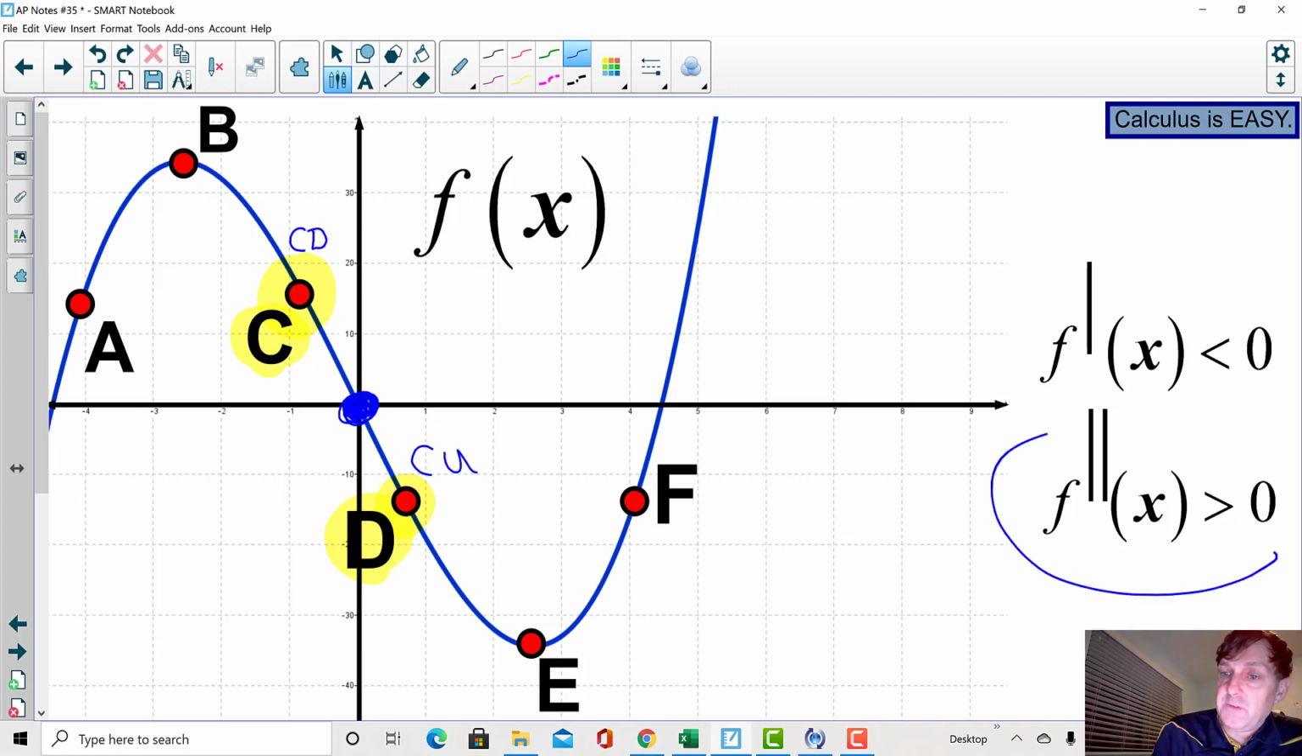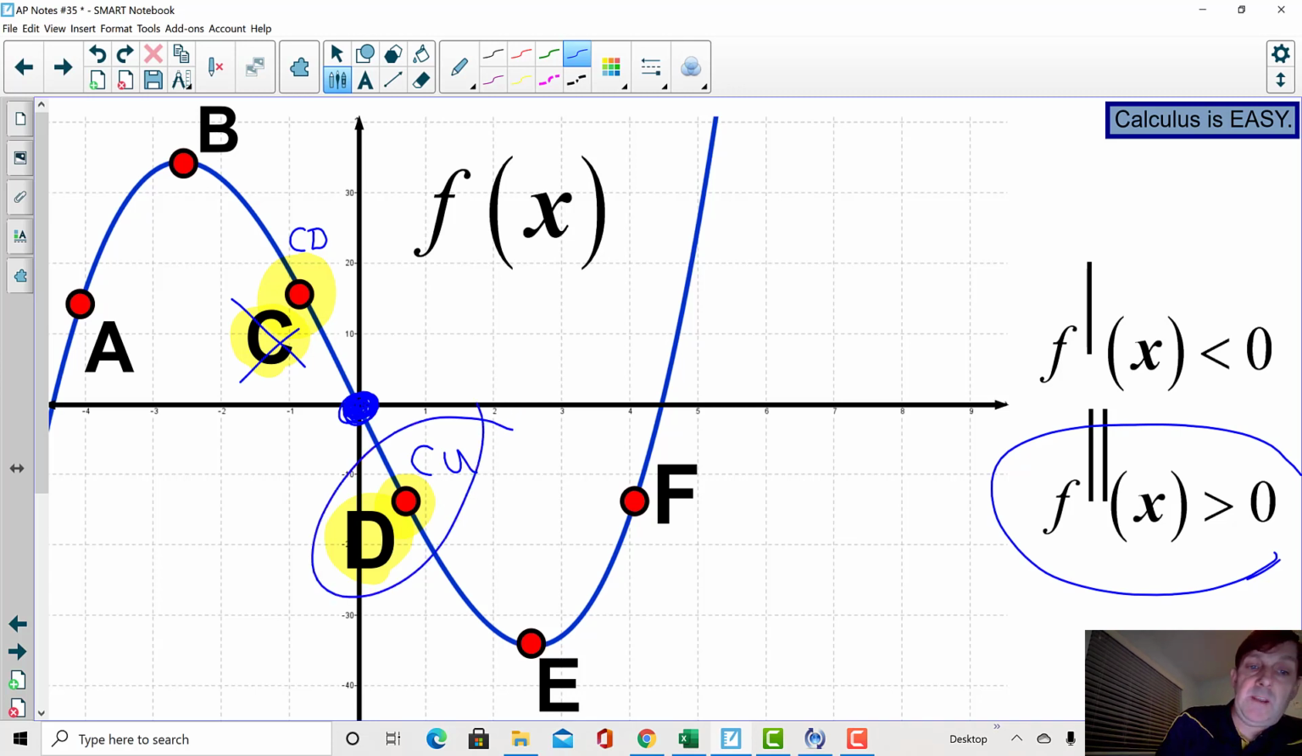We need our second derivative to be positive, so that means concave up. So it cannot be point C. Point C is concave down, so our correct answer is going to be point D. So I would choose point D.